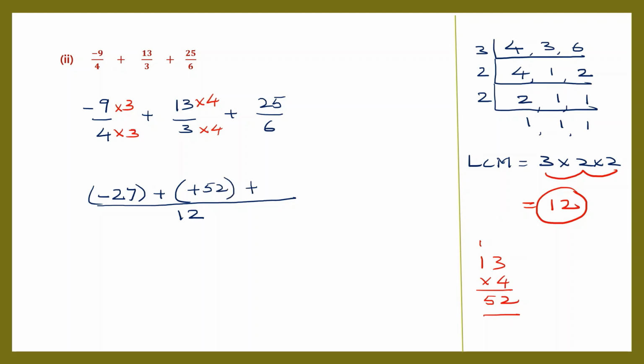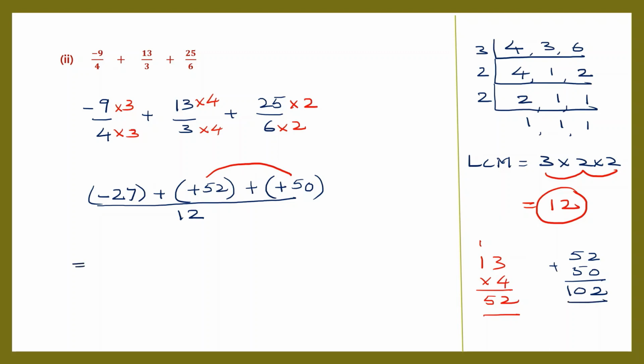Let's go to the next one. 6 we have. 6 twos are 12. So let's multiply 25 by 2. 25 twos are 50. So that's plus 50. Now again, let's add up the numbers with the same sign. So we have plus 52 and plus 50, which are numbers with the same sign. So let's add up 52 and 50. What do we get? 2. 5 plus 5 is 10, 102.